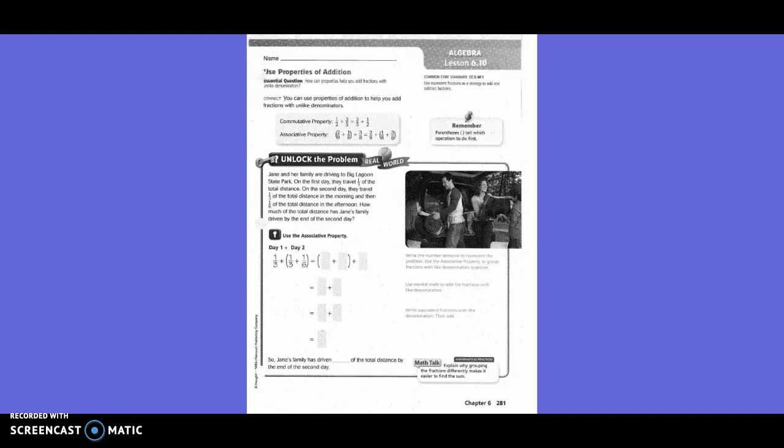So Jane and her family are driving to Big Lagoon State Park. On the first day, they travel 1/3 of the total distance. On the second day, they travel 1/3 of the total distance in the morning, and then 1/6 of the total distance in the afternoon. How much of the total distance has Jane's family driven by the end of the second day? So on here they said associative property.